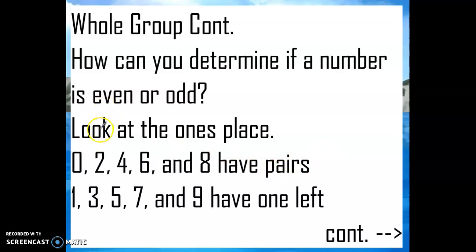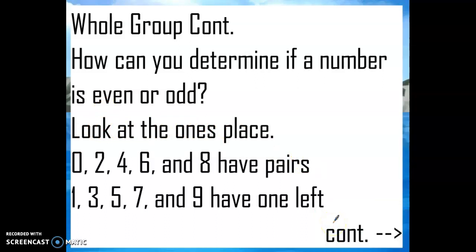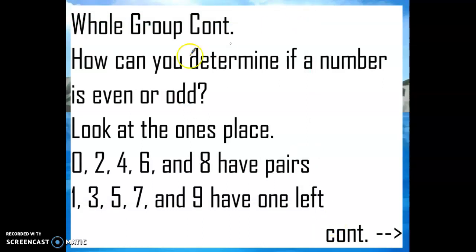Okay, so if you look at the ones place in any number, we did a billion today, we talked about a million today, we talked about as many numbers as we could, and so we talked about how can you determine if a number is even or odd. Now, one way is to simply memorize 0, 2, 4, 6, and 8 are even, and 1, 3, 5, 7, and 9 are odd. It's a little bit easier for us as adults to just memorize those, because as we got older, it made more sense that way. But students, if you're watching this, then I really want you to think about pairs.